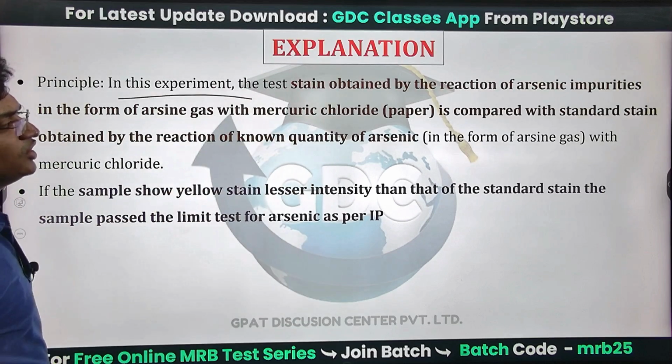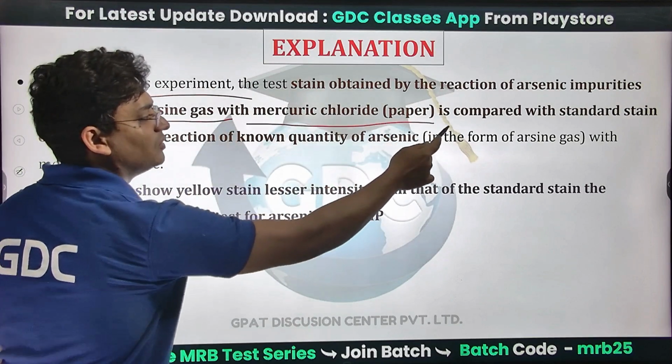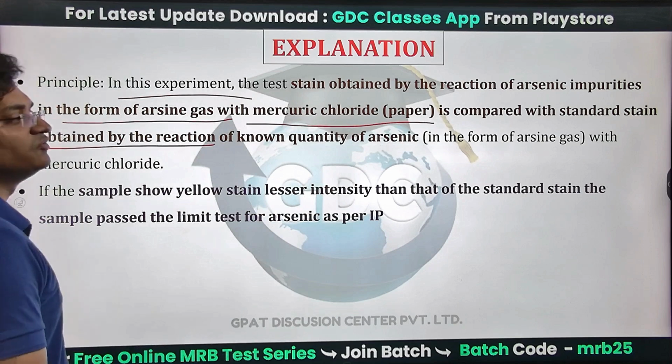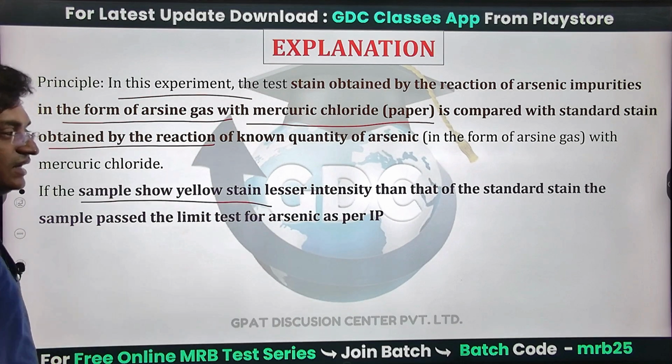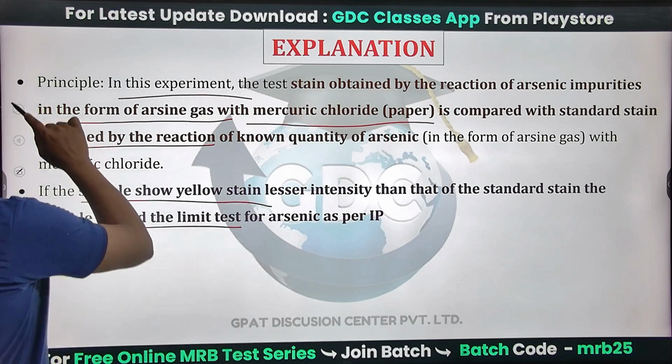The stain obtained by the reaction of arsenic impurity in the form of arsine gas with mercuric chloride paper is compared with the standard stain obtained by the reaction of a known quantity of arsenic in the form of arsine gas. If the sample shows a yellow stain of lesser intensity than the standard solution, then it passes the limit test.